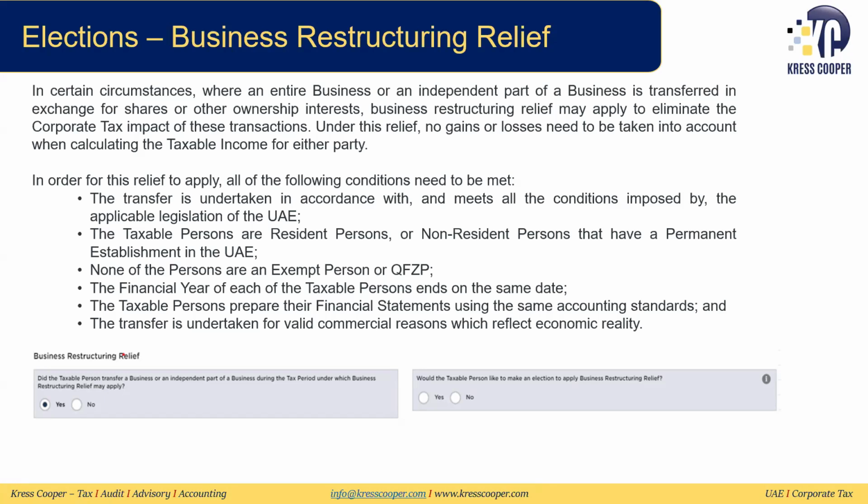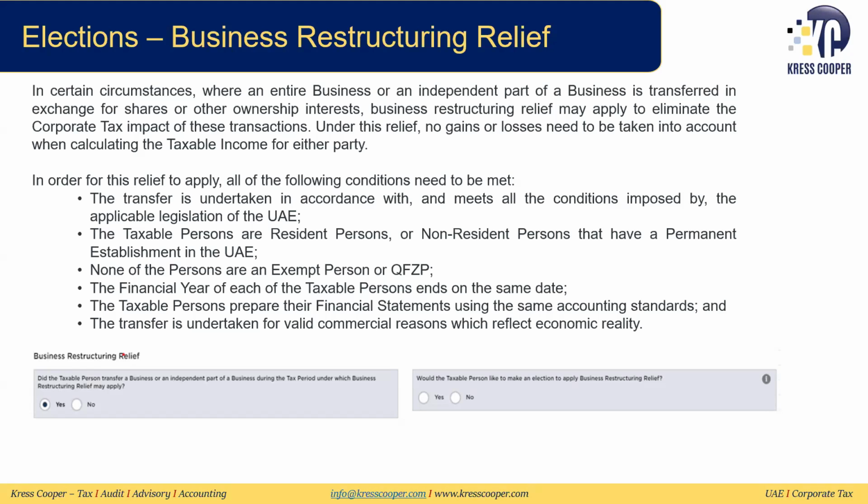What are those conditions? The transfer has to be undertaken in accordance with and meet all the conditions imposed by the applicable legislation of the UAE. The taxable persons have to be resident persons or non-resident persons that have a permanent establishment in the UAE. None of the persons are exempt persons or qualifying free zone persons. The financial year of each of the taxable persons ends on the same date. The taxable persons prepare their financial statements using the same accounting standard, and the transfer is undertaken for valid commercial reasons, which reflect the economic reality.